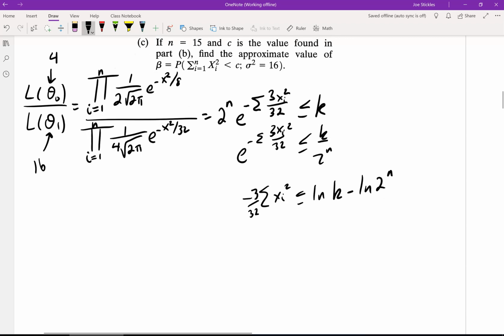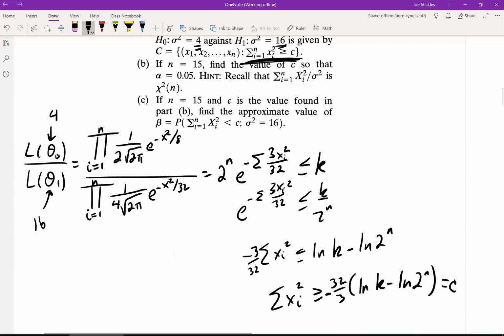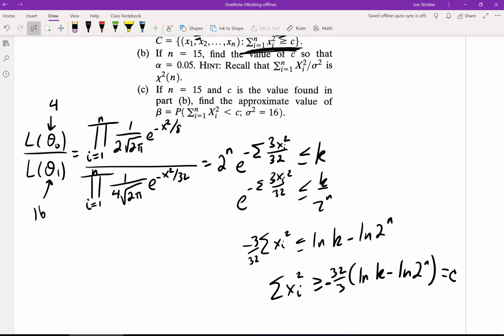Multiply both sides by 32 over 3. It'll flip your inequality. It's negative, sorry. Natural log of k minus natural log of 2 to the n. This is your c. So that took care of part A, showing that your sum of your x sub i's squared has to be greater than or equal to some constant. So that's part A. So this is our best critical region.